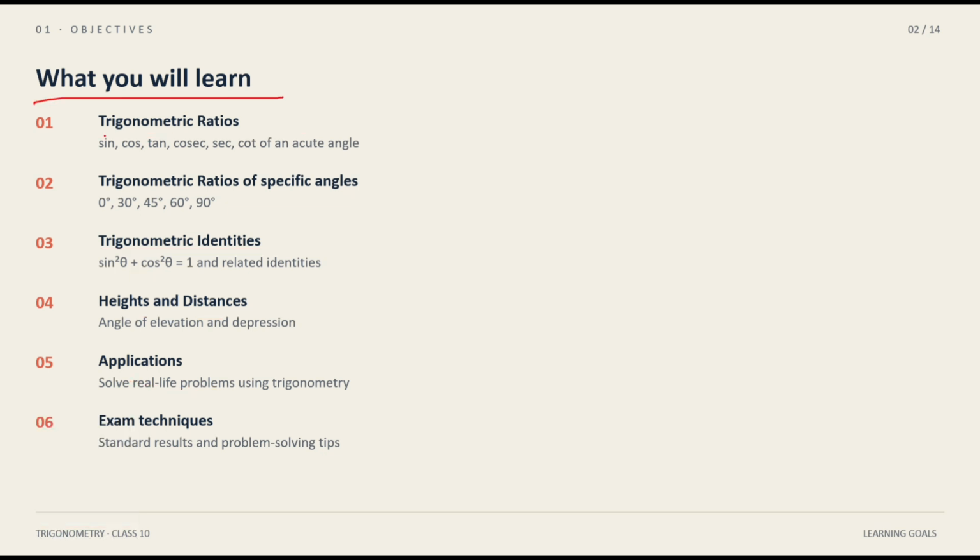Here we will learn the trigonometric ratios: sin theta, cos theta, tan theta, and also sec theta, cosec theta and cot theta for an acute angle. Another topic is the trigonometric ratios for specific angles, that is 0 degree, 30 degree, 45 degree and 60 degree. And the next one is trigonometric identities, such as sin square theta plus cos square theta is equal to 1.